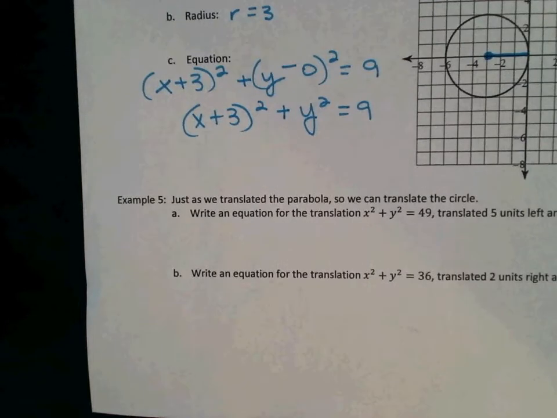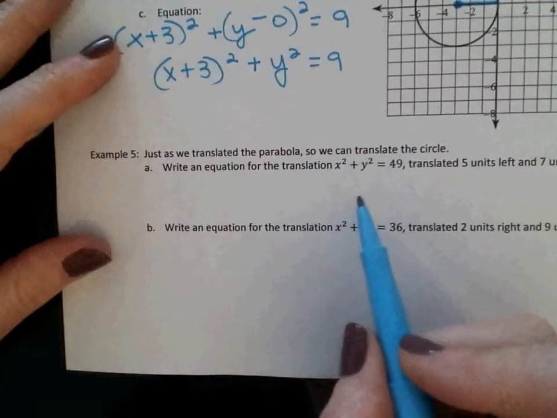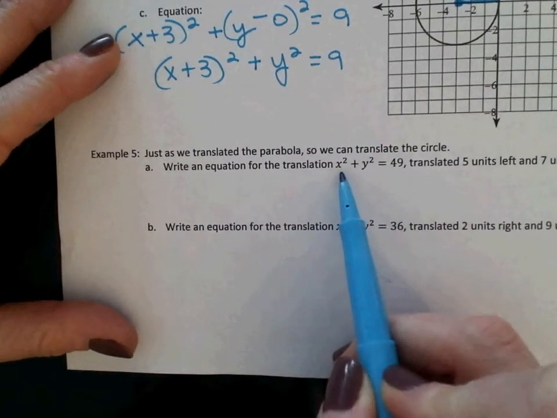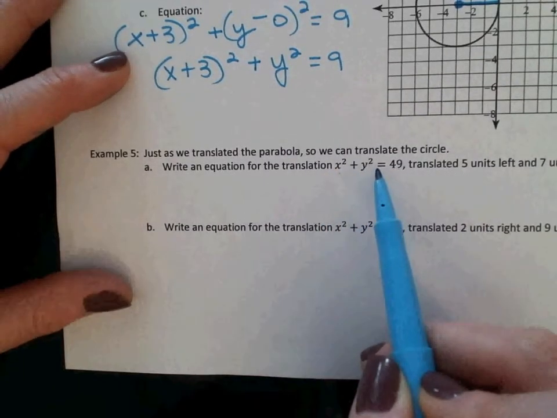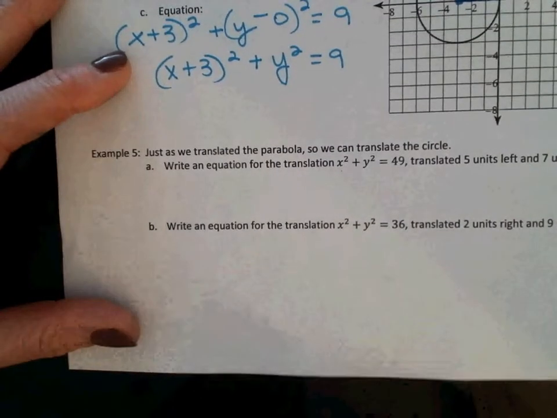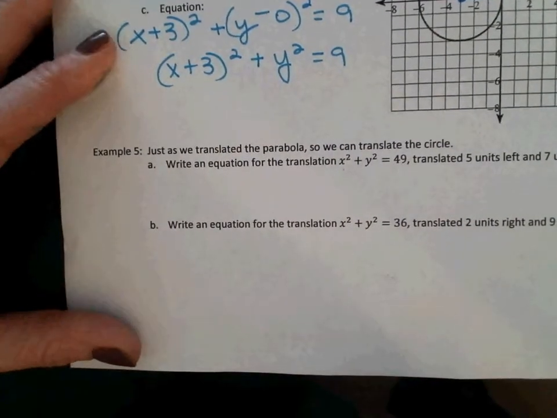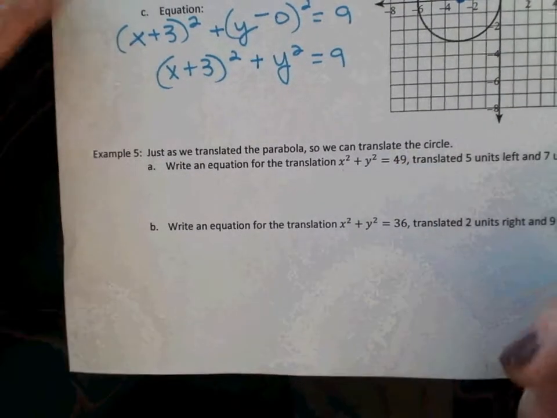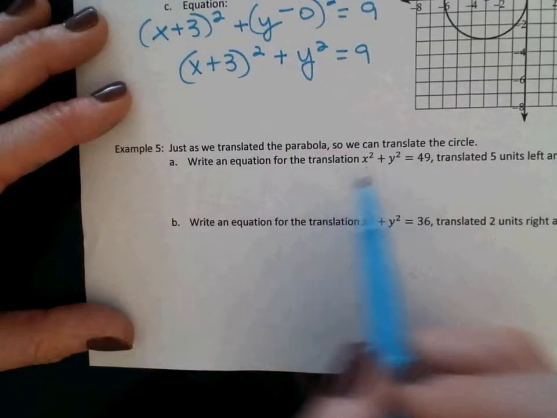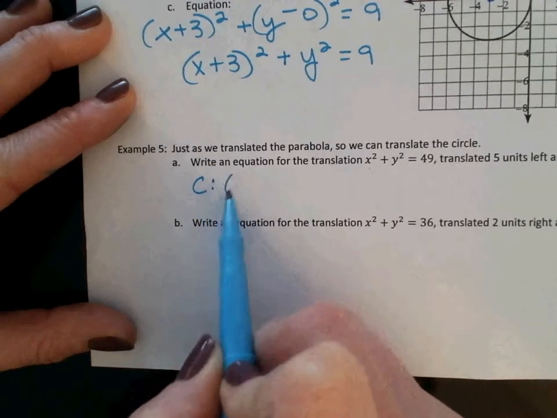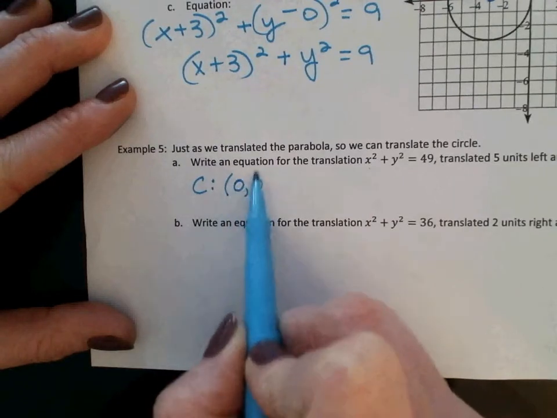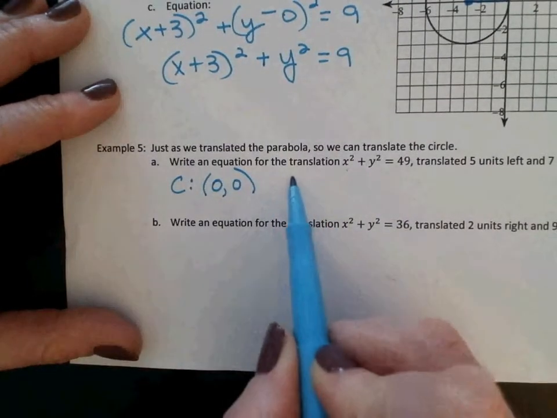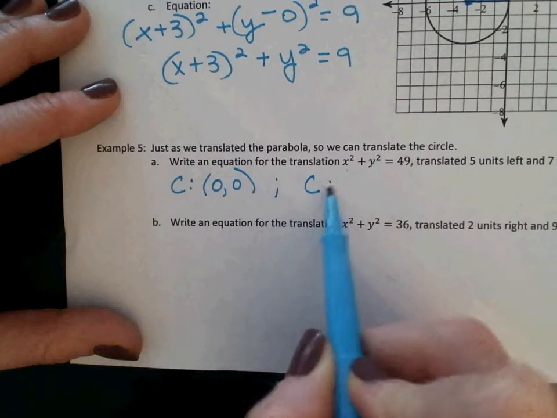Now example 5 is about translating the circle, just shifting it around on the graph. You'll see in these examples we have x squared plus y squared equals 49. Both of these are circles centered at the origin. They are similar to the parent function for a circle. The parent function would actually have a radius of 1, but they're close. So the first thing to do when you're translating circles is to identify the center of your first circle. So we'll say that's 0, 0. And then the center of our second circle.